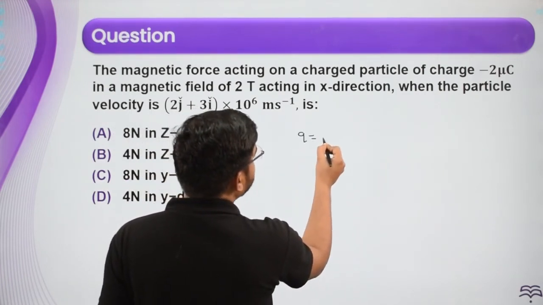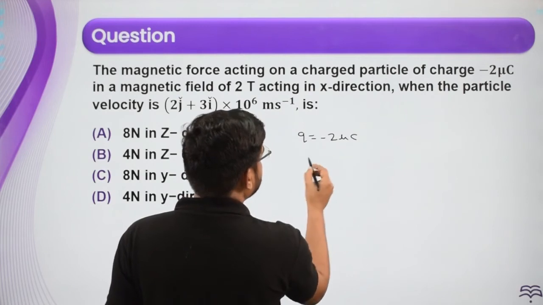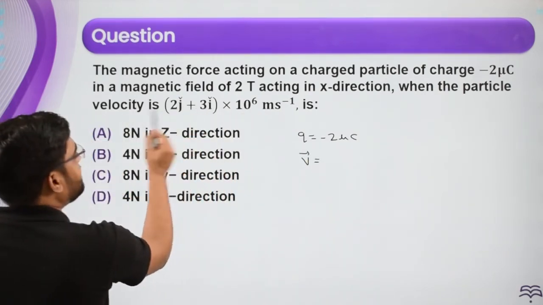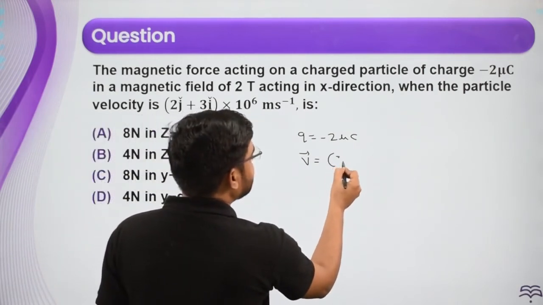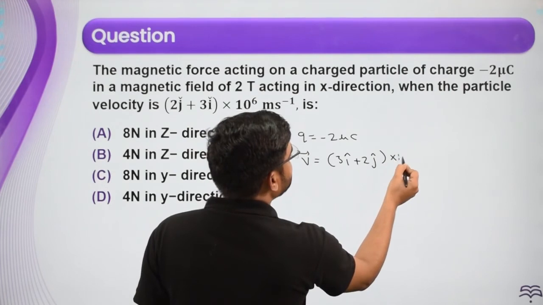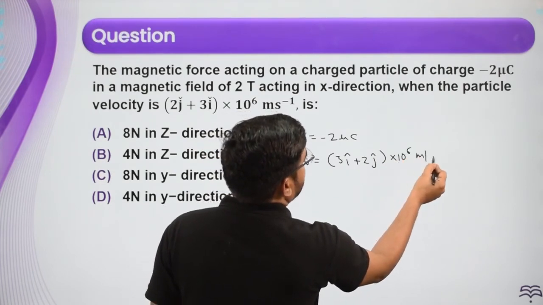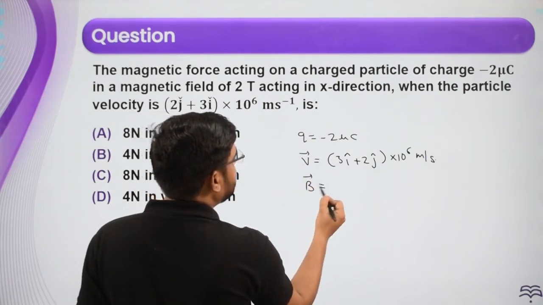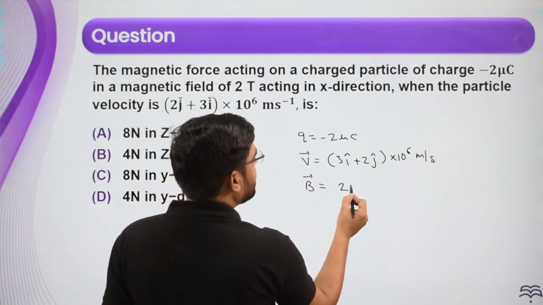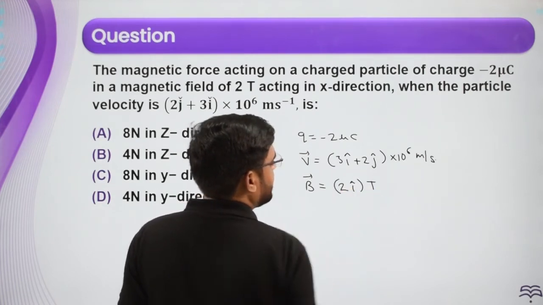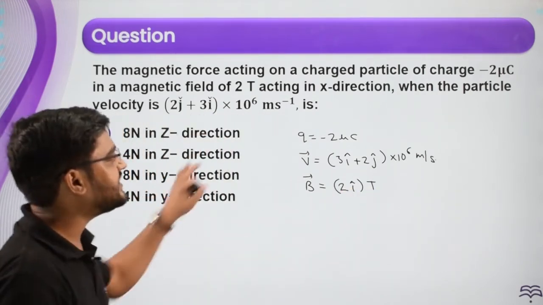So Q given is minus 2 microcoulomb. The V vector, the velocity vector is 3I cap plus 2J cap into 10 raised to power 6 meter per second. I am writing in order. And the B vector, the magnetic field vector is 2 Tesla in X direction. So I will be writing 2I cap Tesla. So it is 2 Tesla in positive X direction.